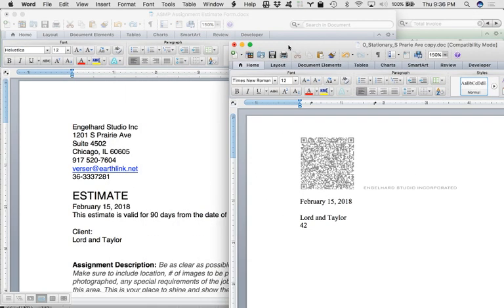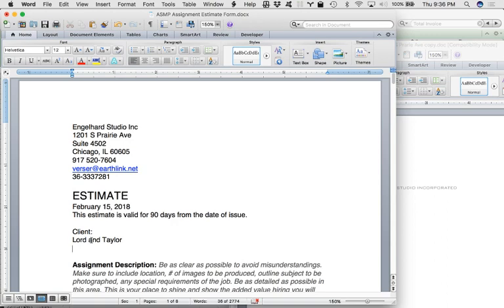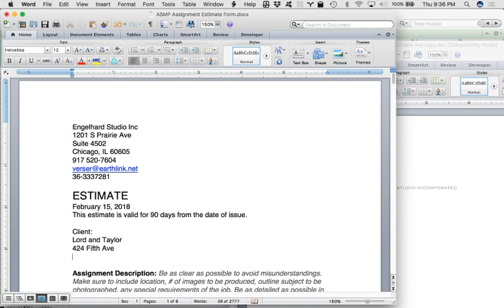I'm going to go back to the estimate form so that we're working on this at the same time. Again, it was 424 Fifth Avenue. Again, New York gets spelled out, the city. Some people will say that you do not put the comma after the city. It depends. There's a big debate about that right now. And then what's the zip, Gabby?